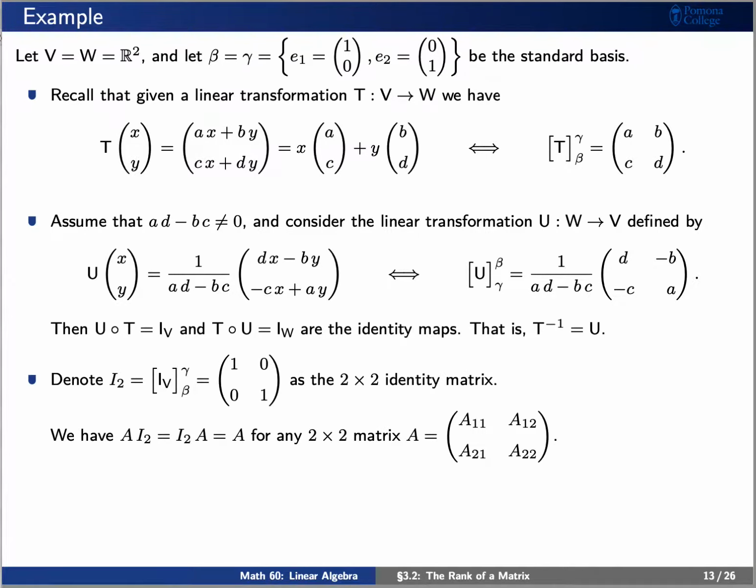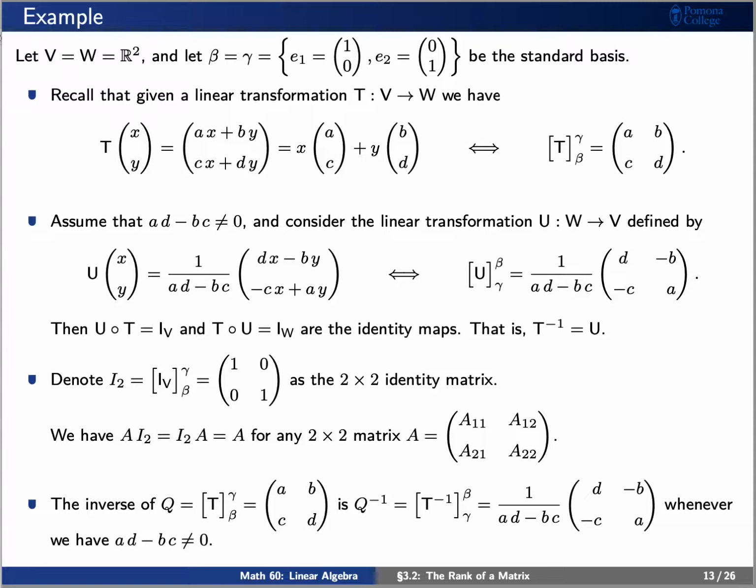The 2 by 2 identity matrix is that matrix in the form 1, 0, 0, 1, and it satisfies A times I equals I times A equals A for any 2 by 2 matrix A. And finally, the inverse of our matrix Q, which is the matrix A, B, C, D at the top of the screen, is just the matrix we found for U, namely D, minus B, minus C, A, each of the 4 entries divided by AD minus BC.